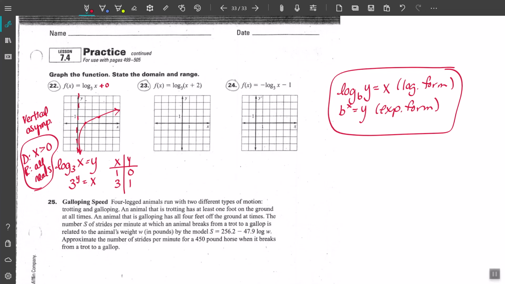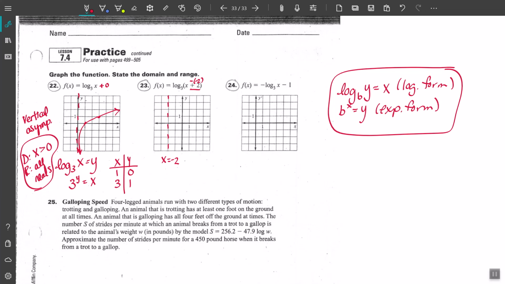So right away on number 23, you can see we're going to have some horizontal movement because we've got an x plus 2. That's really a minus a negative 2. So we're going to be shifting this to the left 2 units, which is going to make our asymptote right here at x equals negative 2. Again, it's going to be a vertical asymptote. So our line is going to approach that, but not cross it or touch it.